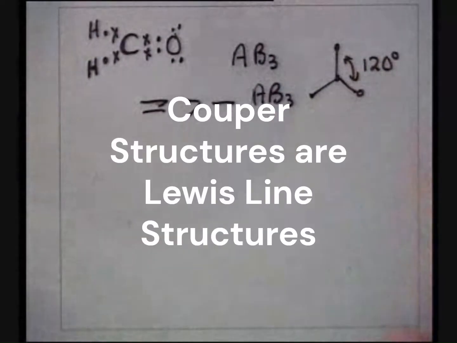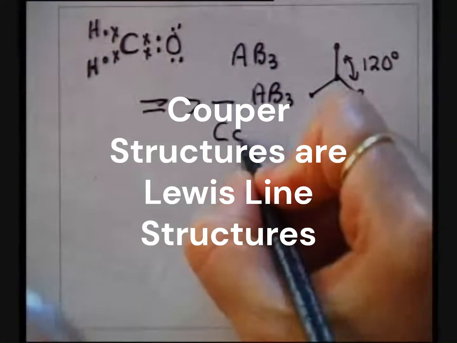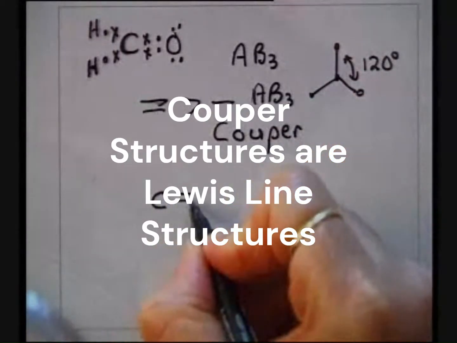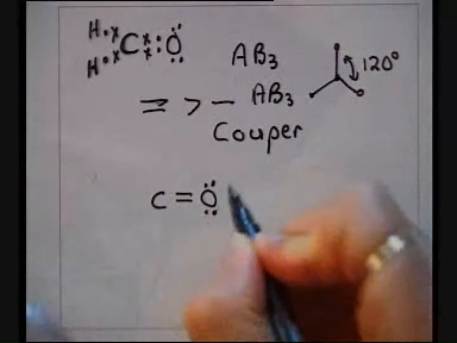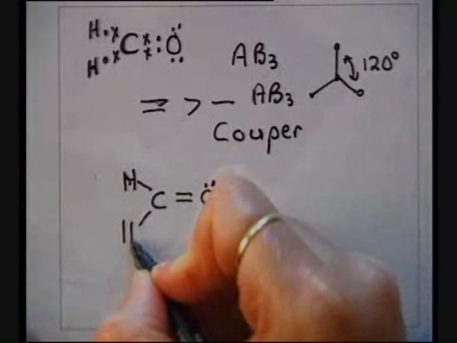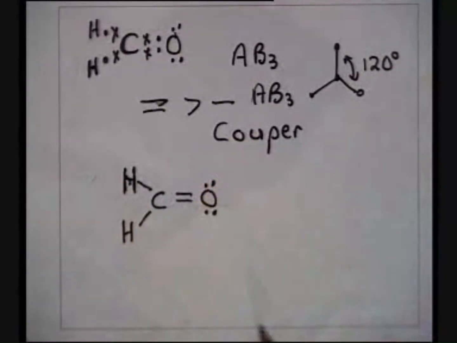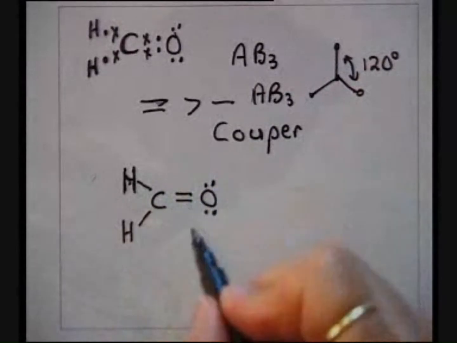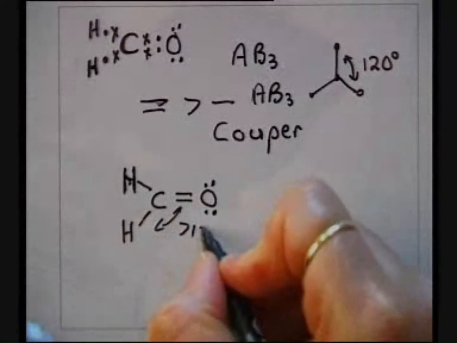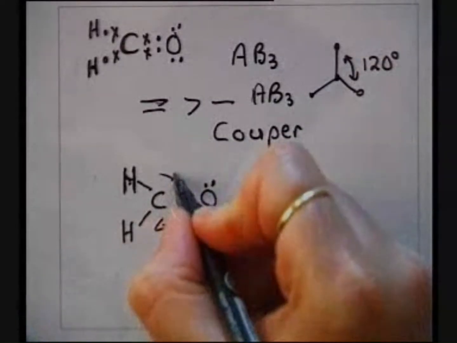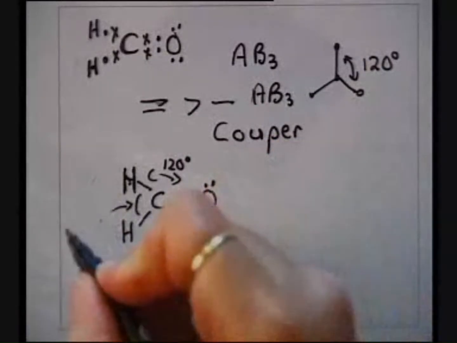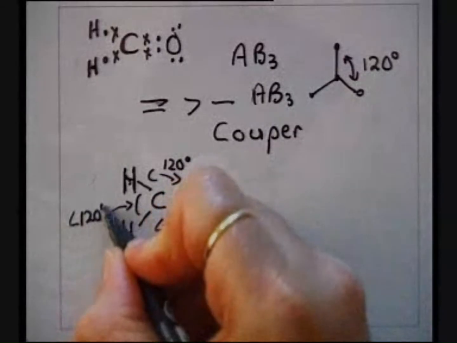When we draw the molecular geometry, we make use of Cooper or Cowper structures. We have a double bond to the oxygen, single bond to the hydrogen, single bond to the hydrogen. If we now predict bond angles, we predict this bond angle to be a bit larger than 120 degrees, and this bond angle here to be a bit smaller than 120 degrees.